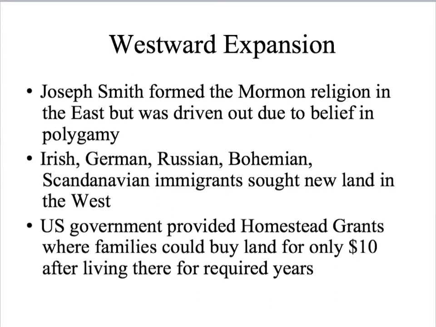The other major group to be affected by this westward expansion was religious groups and immigrant groups. Joseph Smith, for example, formed the Mormon religion in the East, and he was driven out due to his belief in polygamy and ended up in the West. Other immigrants, like Irish, German, Russian, Bohemian, and Scandinavian immigrants, sought new land in the West. The U.S. government provided homestead grants where families could buy land for only $10 after living there for a required amount of years.